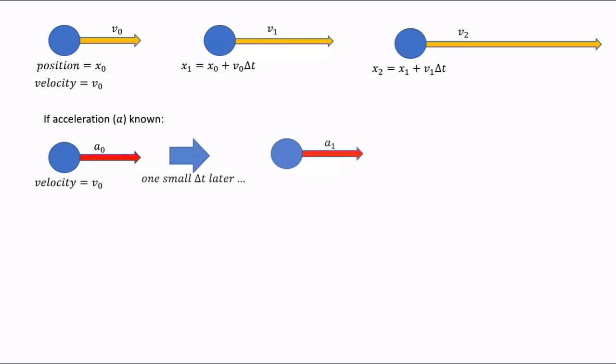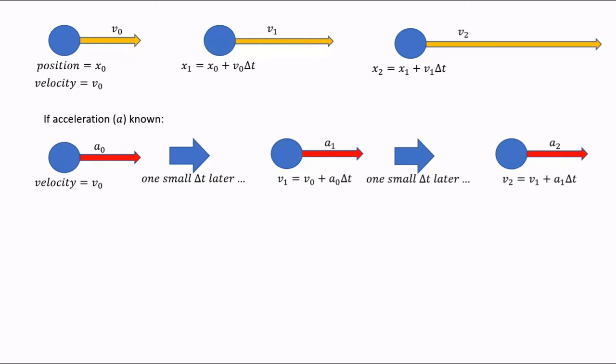Next, we will take a small step forward in time, so we will multiply the current acceleration by that small step in time and add the result to the previous velocity. This results in the velocity at that small time step later. We can keep repeating this process until we get to the point in time that we are interested in.